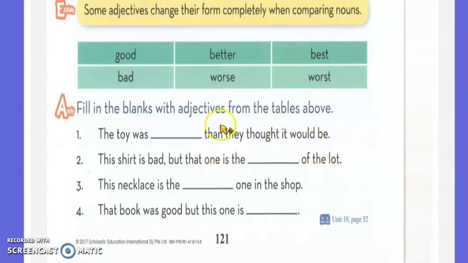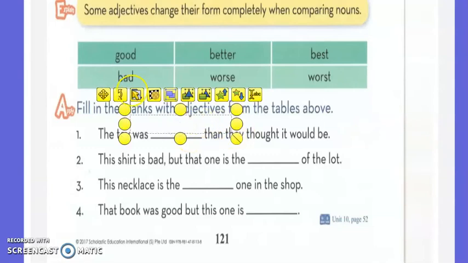Here we have the word than. So what is the form of the adjective here? Excellent. It's the comparative form. Since we have than here, we will use the comparative. We will add ER, or more if the adjective is long. So the answer is more expensive.